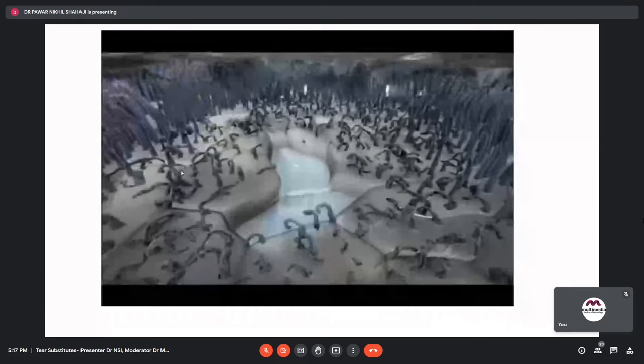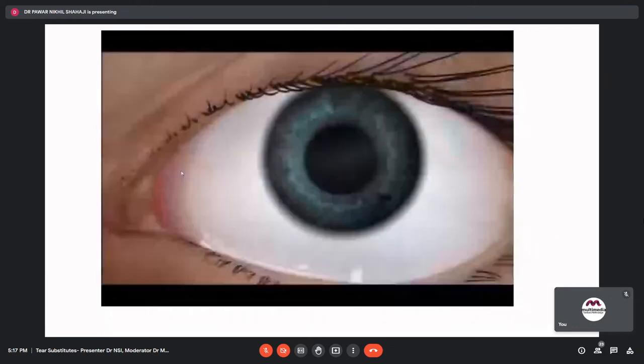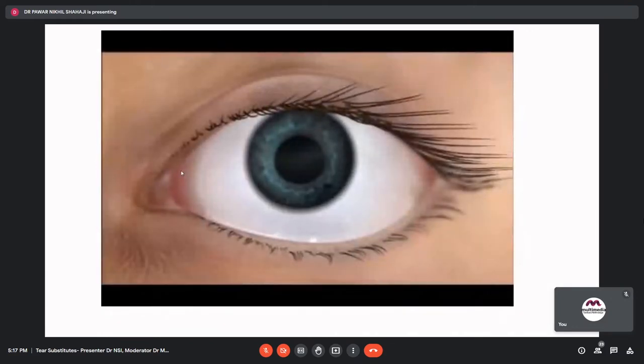In treating ocular surface disease, a therapy that allows the ocular environment to return to normal is the first step.